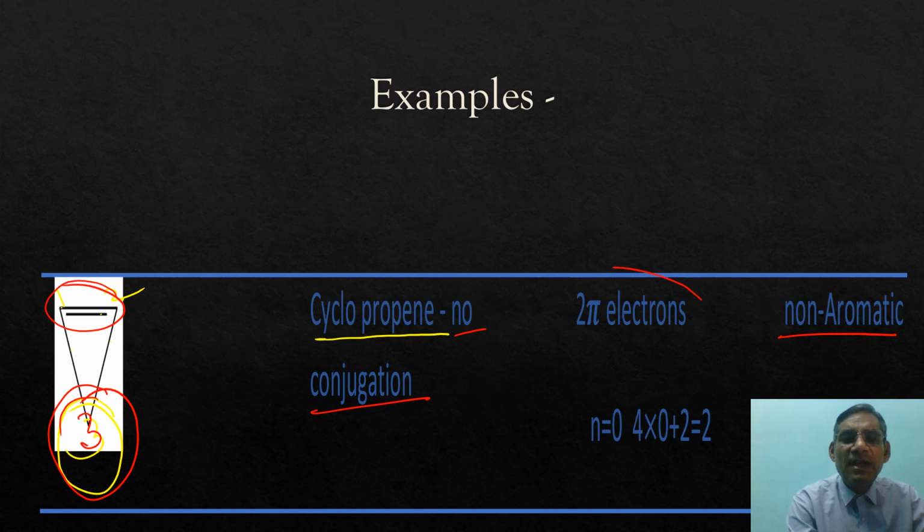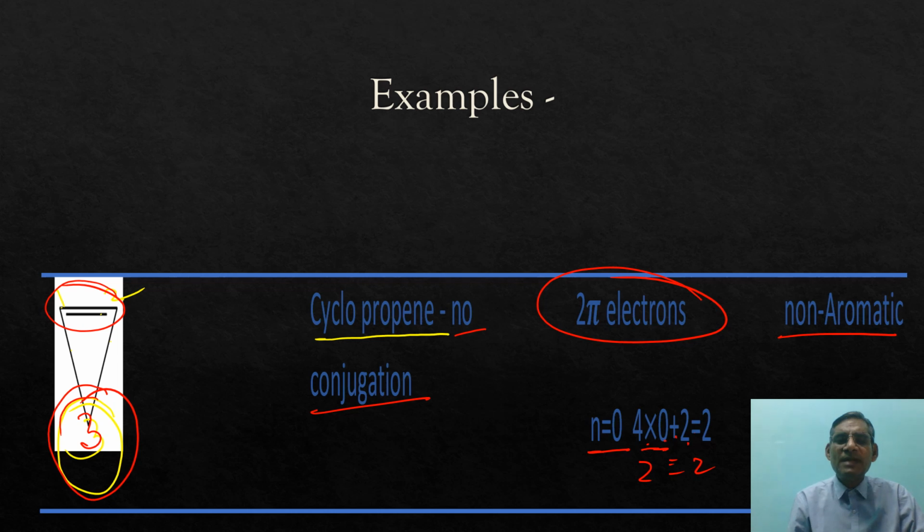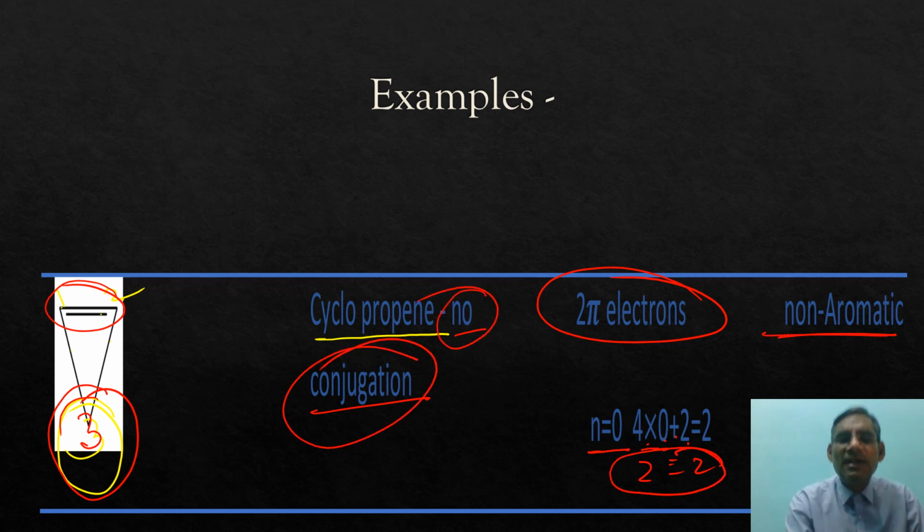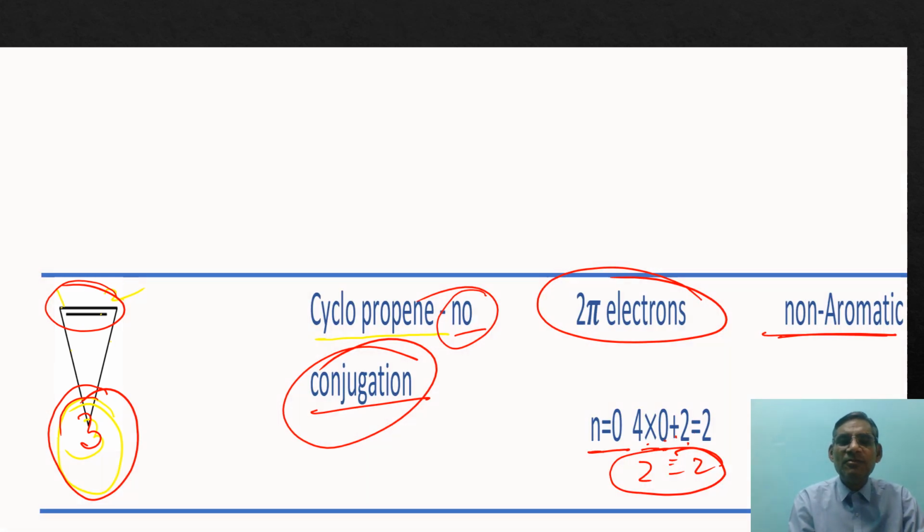See here, how many pi bonds are there? One pi bond is there, and for one pi bond, 2 pi electrons will be there. So n will be equal to 0. So 4 into 0 plus 2: 4 into 0 will be 0, plus 2 will be 2. So 2 will be equal to 2. That is, 4n plus 2 is equal to the number of pi electrons. So Hückel's rule is followed, but since conjugation is not there, it's not aromatic. It will be non-aromatic.